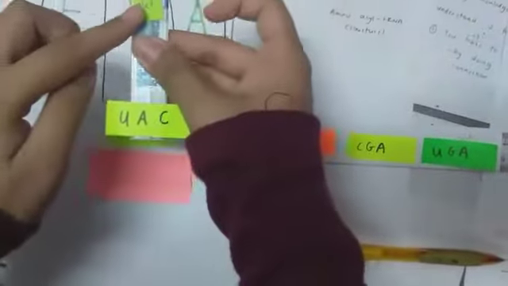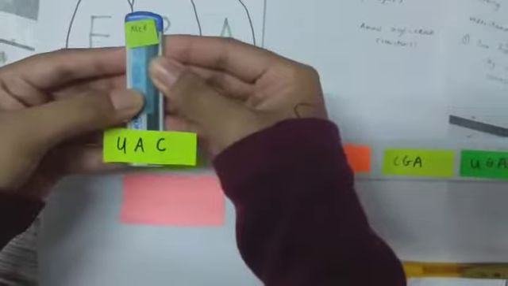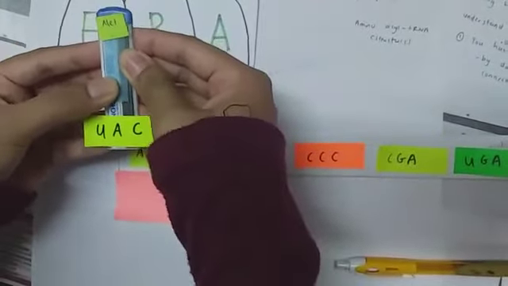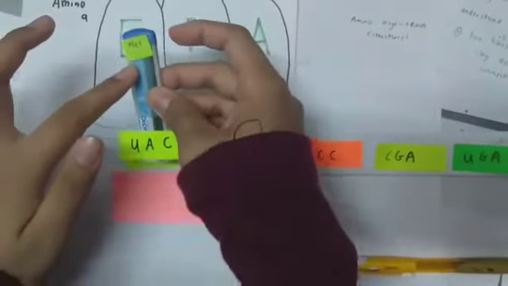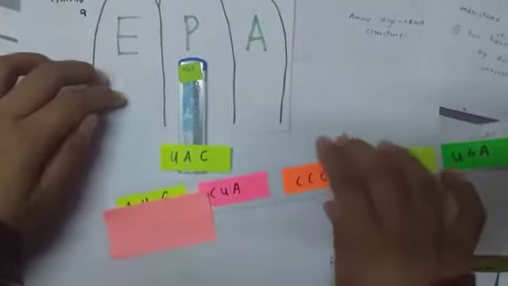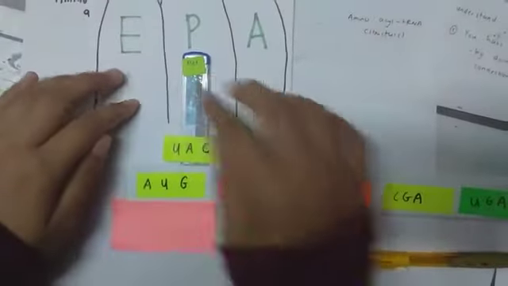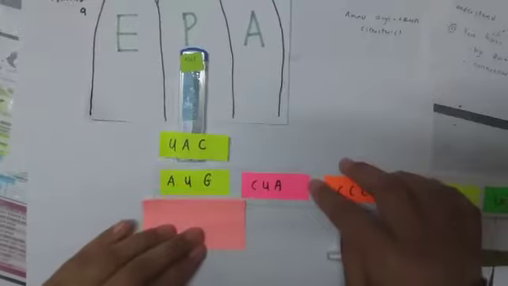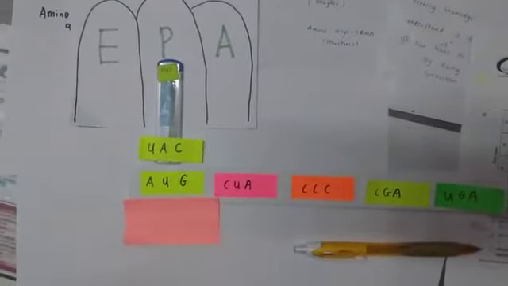The amino acid here, which is attached to the tRNA, will occupy the P site on the large ribosomal subunit. So this is the complete initiation complex.